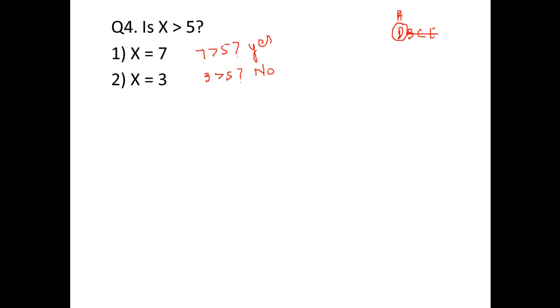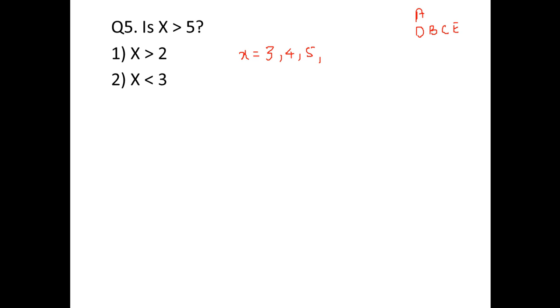Let's look at another scenario. Almost a similar question. The question is same, is x greater than 5? Let's write down our answer choices, A, D, B, C, E. Now we go to statement 1. It says x is greater than 2. That means x can take any value greater than 2. So let's look at the possibilities. So you can say x could be 3, 4, 5, 6, 7 and so on. So x can take different values.